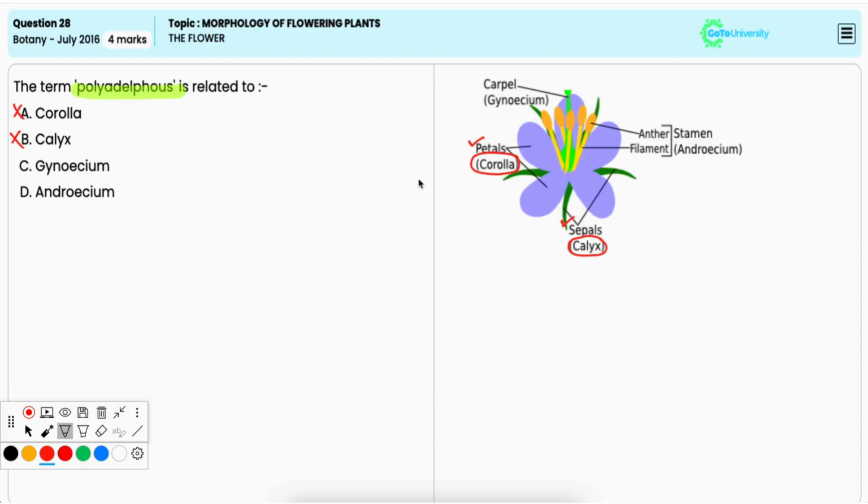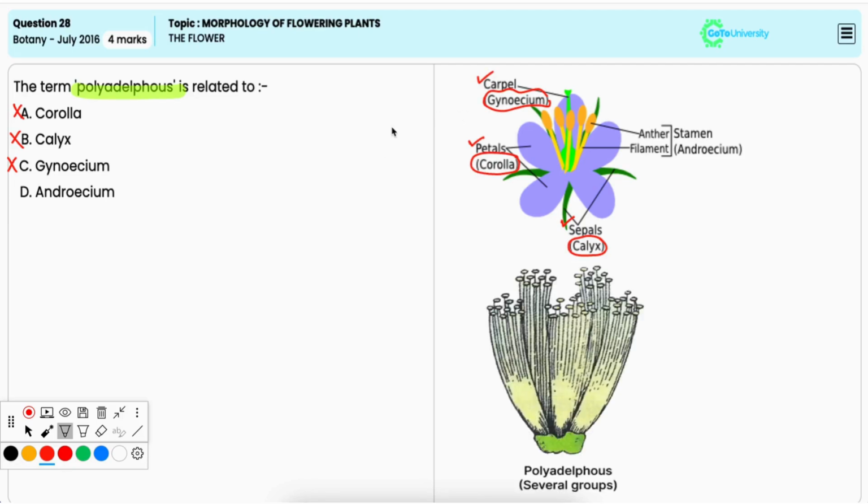Option C, gynoecium. It is also incorrect because gynoecium refers to the female reproductive part of a flower, which includes carpels or pistils, which is not related to polyadelphous.